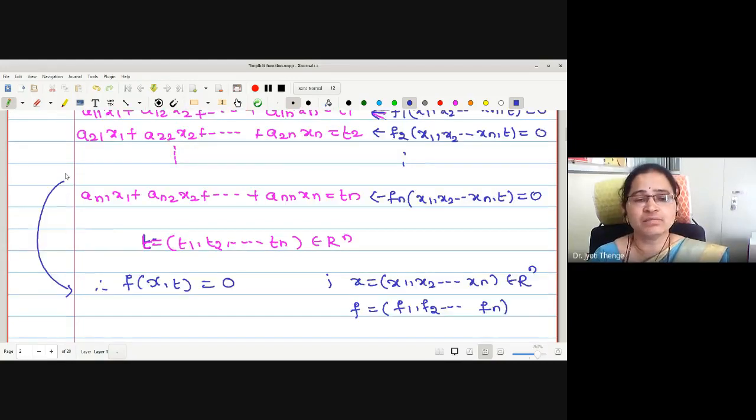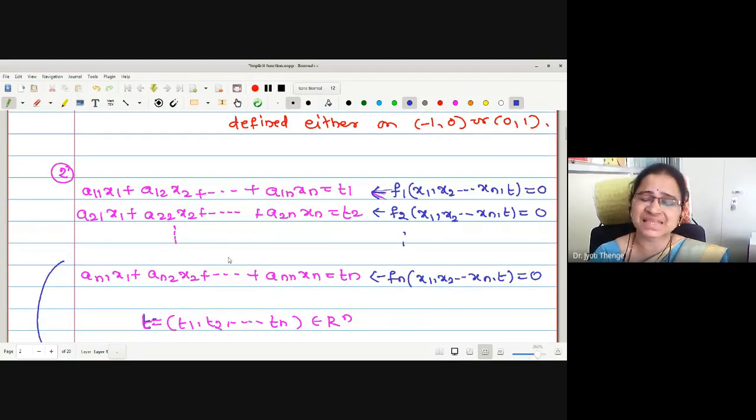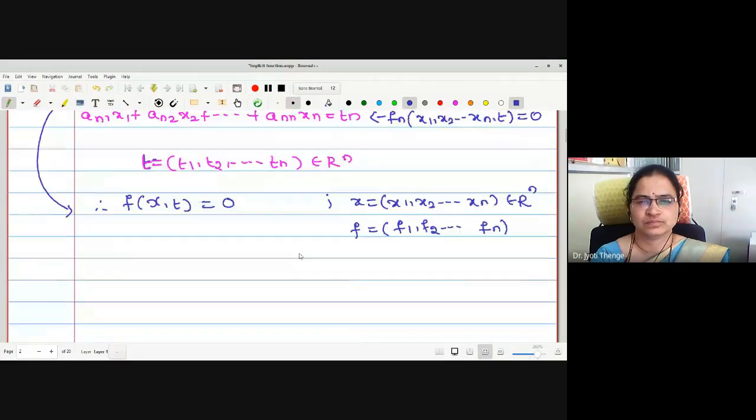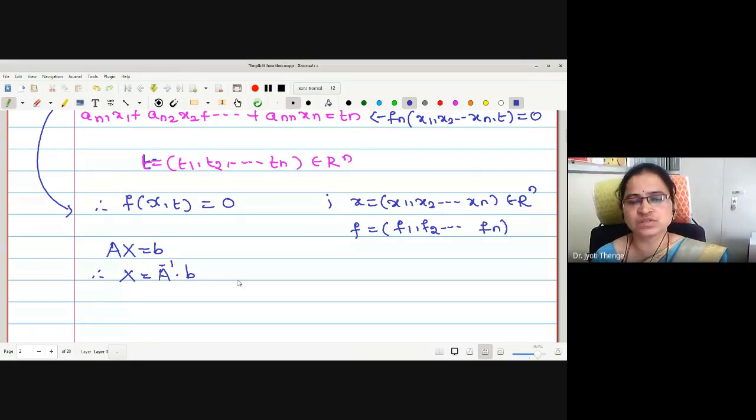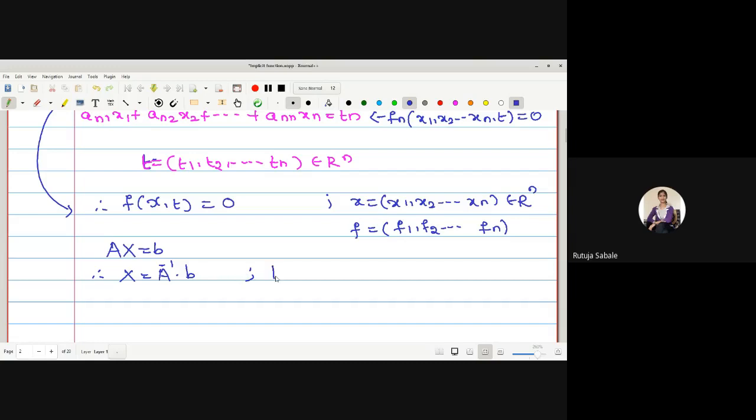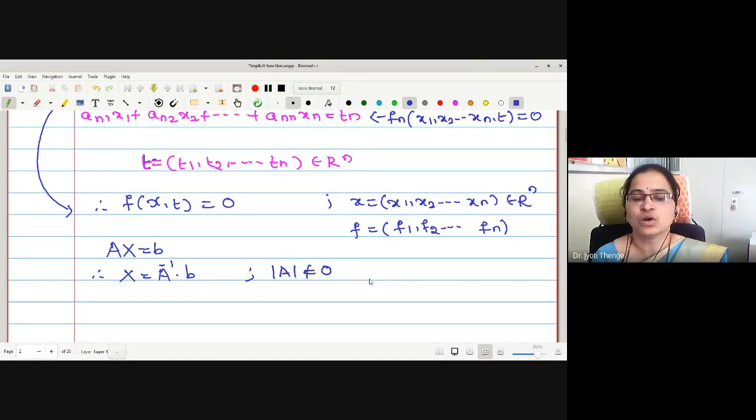Now, can anyone tell me when the system of equations possesses a solution? When can the values of x in terms of t be obtained? I think you are familiar with this type of equation, Ax is equal to b. Then this system will have a solution of the type x equal to A inverse b. But when is this A inverse going to exist? What is the condition? Determinant of A not equal to 0. Yes, determinant is not equal to 0. That is, the coefficient matrix is non-singular.